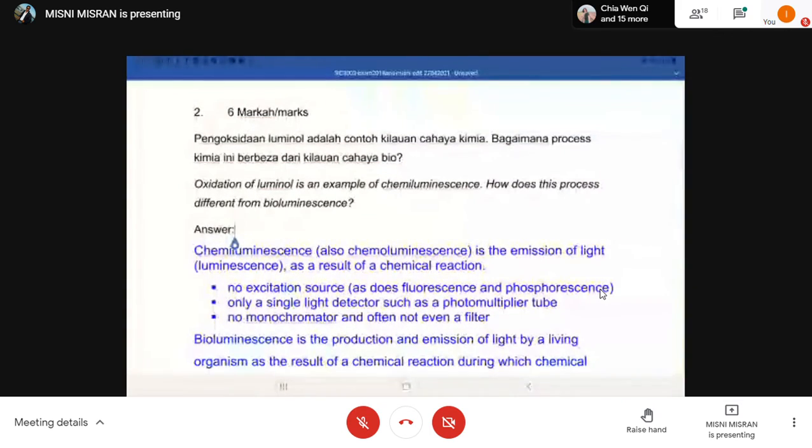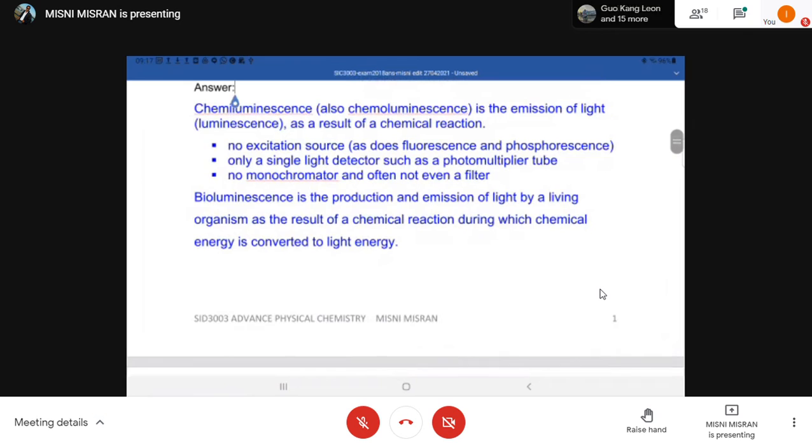So I gave you an example here. No excitation source. This is straight from the lecture notes, but you can write other things as well, okay? Does not produce heat and so on. You can write those, right? So I just give you examples: no excitation, single light detection, no monochromator, right? You can write all those, right?